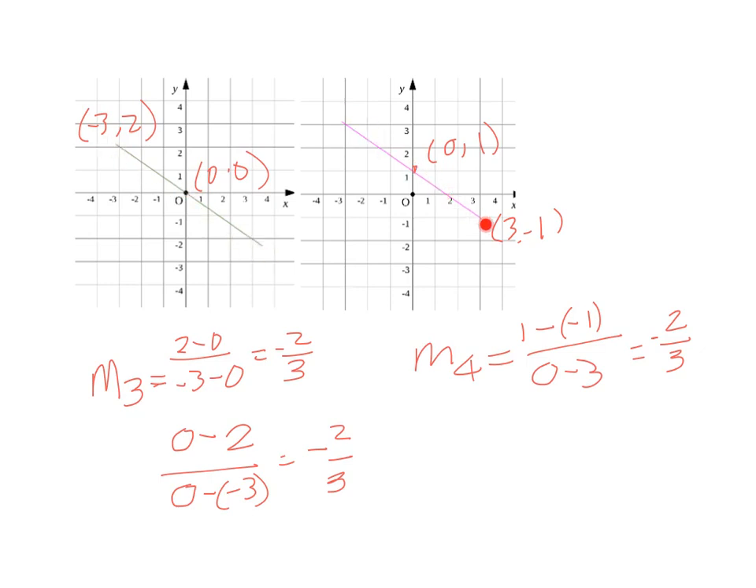And for this one, even though it has the same slope, m4 compared to m3, the same steepness, this line does not pass through the origin. So what do you think? Is it a proportional relationship or not? That's right, it's not a proportional relationship.